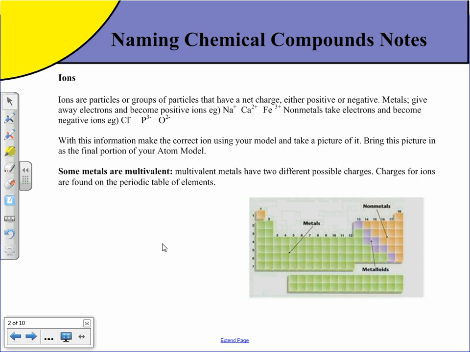With this information, you need to make the correct ion using your model and take a picture of it. Bring this picture as the final portion of your atom model assignment. Some metals are multivalent. Multivalent metals have two different possible charges. Charges for ions are found on the periodic table of elements.